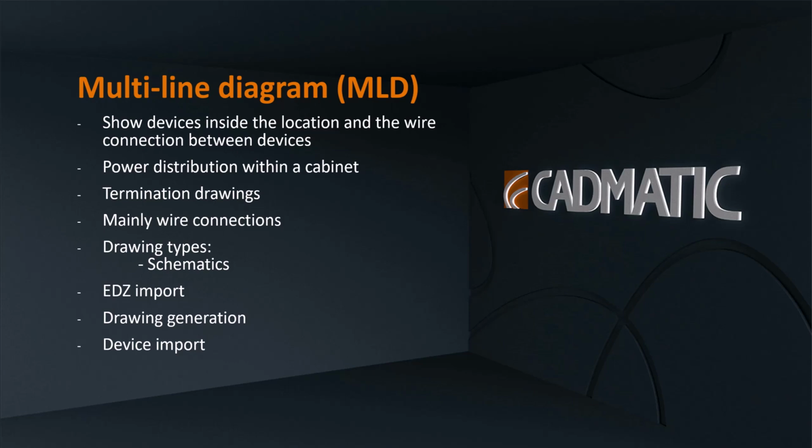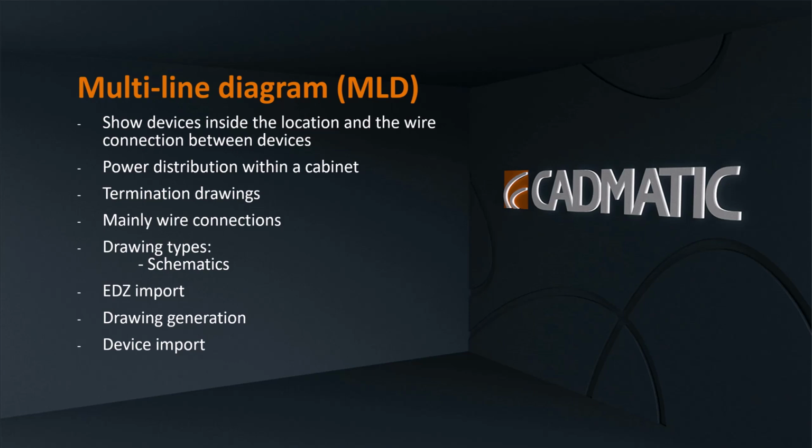Well, then we have had these multi-line drawings or multi-line diagrams in Electrical for ages already. And as mentioned, this single line was separated from this multi-line this year. So now we have these two drawing types. The multi-line diagram, we call it a schema type drawing in Electrical, although it has multiple names. It can be a schema type drawing, multi-line diagram, it can be a termination drawing.